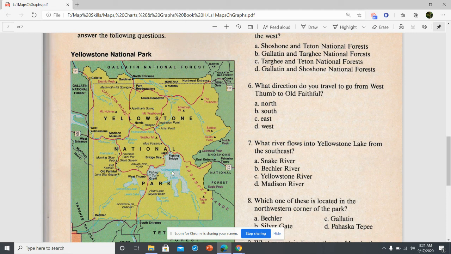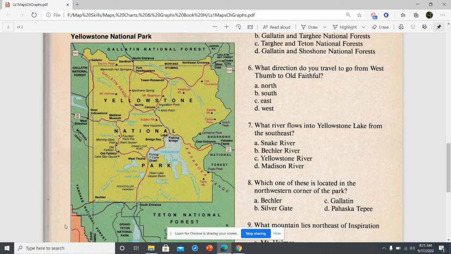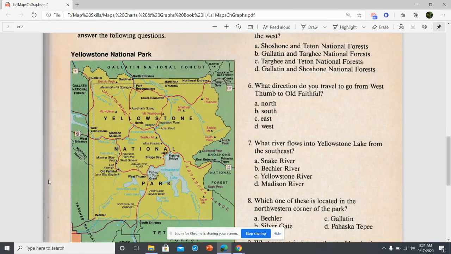Good luck on this, and remember, you can always take your time, blow it up, and look at different spots on this. I'm sending you a colored version of this digitally, so you should have that. And good luck on this. Take your time.